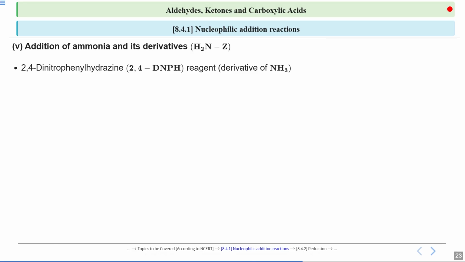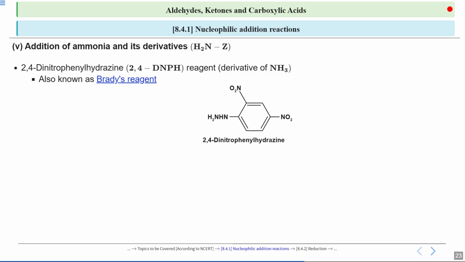Now, there is 2,4-dinitrophenylhydrazine, which is 2,4-DNP. This reagent is a derivative of ammonia. It is commonly used in laboratories to test the presence of carbonyl groups in aldehydes and ketones. So this 2,4-DNPH reagent, which is a derivative of ammonia, is used to check the presence of carbonyl groups in aldehydes and ketones. This 2,4-DNPH is also known as Brady's reagent.